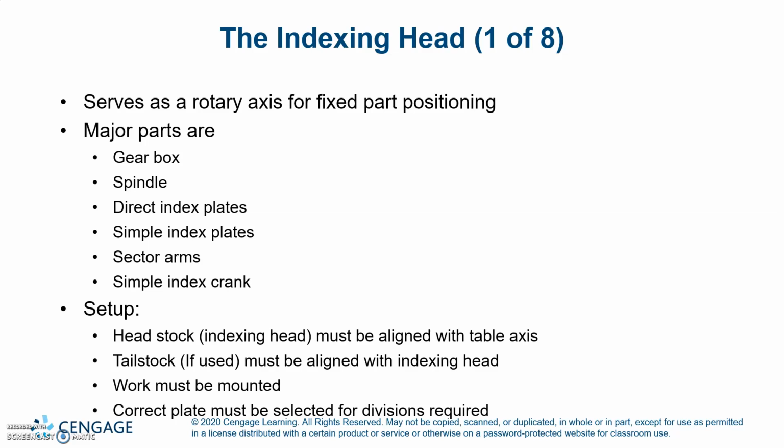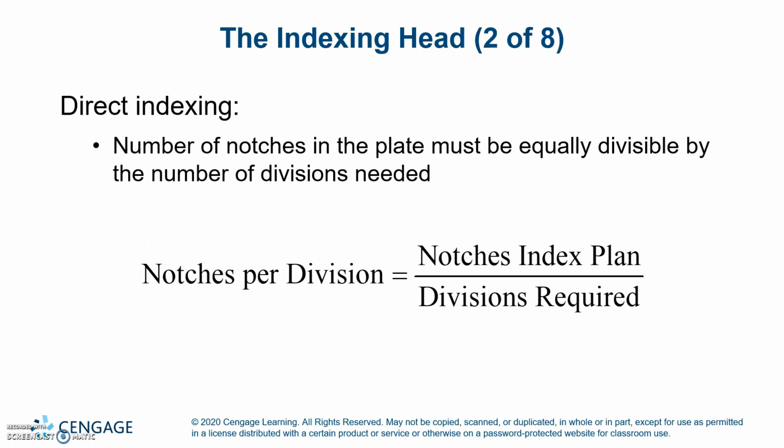The indexing head serves as a rotary axis for fixed part positioning. Major parts are gearbox, spindle, direct index plate, simple index plate, sector arm, simple index crank. The setup: headstock indexing head must be aligned with the table axis. Tailstock, if used, must be aligned with the indexing head. Work must be mounted, and the correct plate must be selected for divisions required.